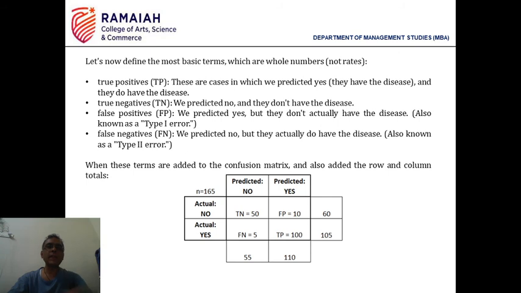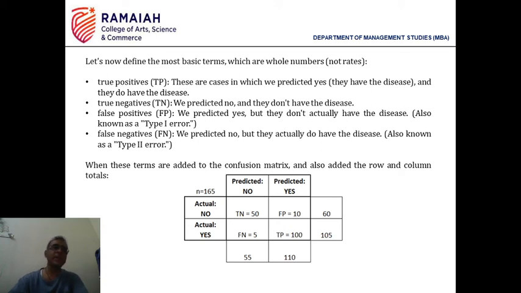Let's now define the most basic terms, which are whole numbers, not rates. True positive is represented by TP. These are cases in which we predicted yes, and they do have the disease. True negatives, TN: we predicted no and they don't have the disease. False positive, represented by FP: we predicted yes but they do not actually have the disease. Also called a type 1 error. The false negative, FN: we predicted no but they actually do have the disease, also known as a type 2 error.